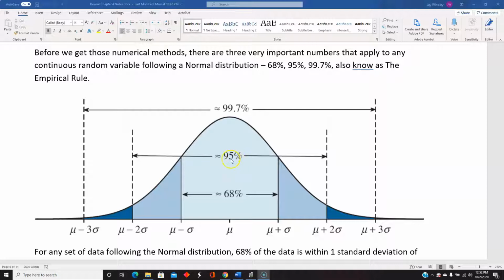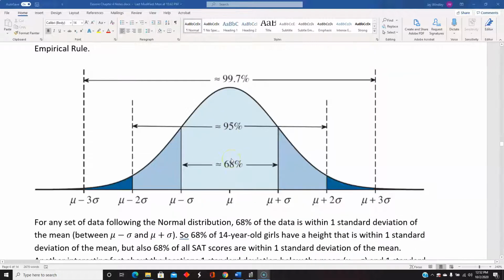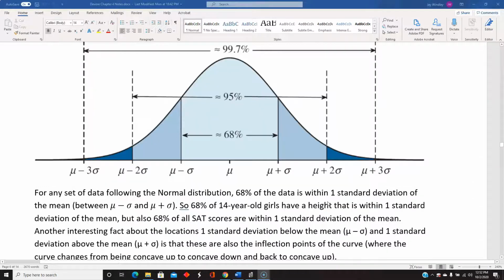And perhaps the most important number here is 95%. 95% of the data will be within two standard deviations of the mean. So that's from the mean minus 2 standard deviations to the mean plus 2 standard deviations. And 99.7% of the data, almost all the data, but not quite, because there's a little tiny sliver of a tail that continues to negative infinity, and a little tiny sliver of a tail that continues to positive infinity. But 99.7% of the data in any normal distribution will be from 3 standard deviations below the mean to 3 standard deviations above the mean.